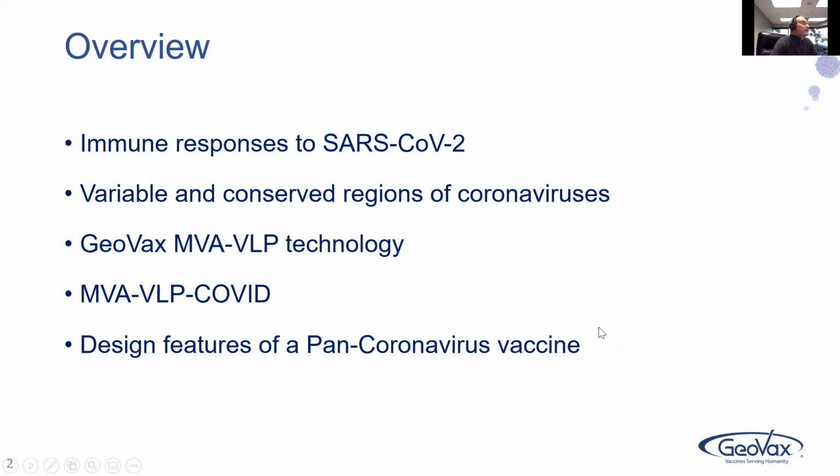Part of this, I'm going to first introduce you, or remind you, about immune responses to viral infections, with a specific focus on SARS-CoV-2. I'll introduce the concept of targeting conserved viral regions as opposed to more variable gene products. Then I'll introduce the GeoVax MVA-VLP technology that we're using to design and produce vaccines, and show you some data on our first generation vaccines targeting COVID. Then I'm going to close with some design features that we think might be applicable to the production of vaccines that will provide true universal coronavirus coverage.